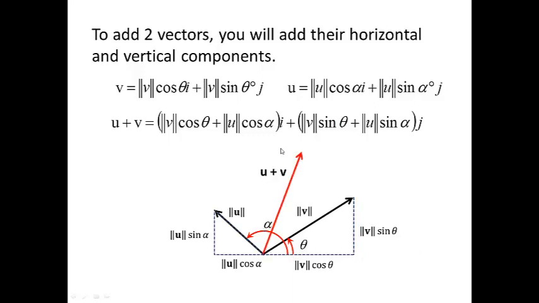So in order to find u plus v, you're actually finding this one over here, which you remember, if you put head to tail, you make a parallelogram, and the resultant vector is the one that's right in the middle there. Okay.